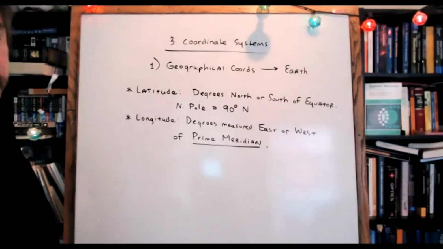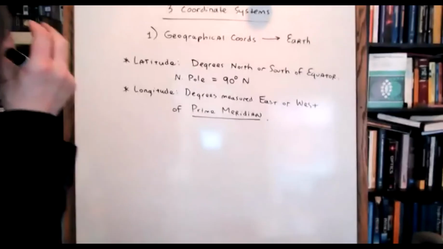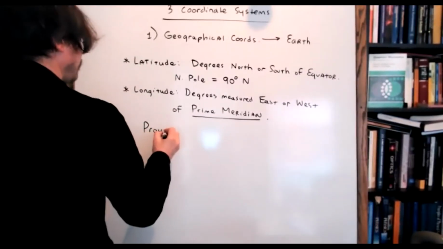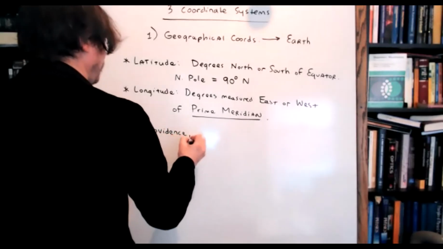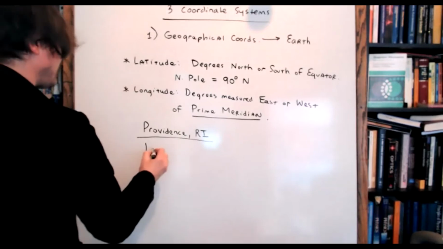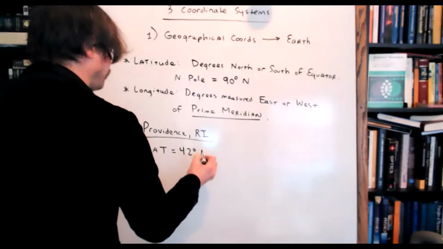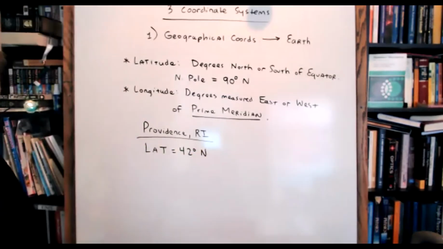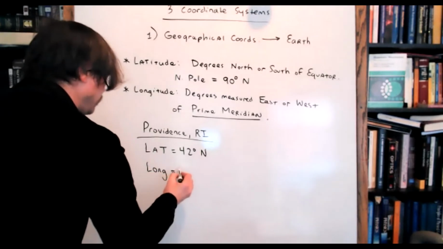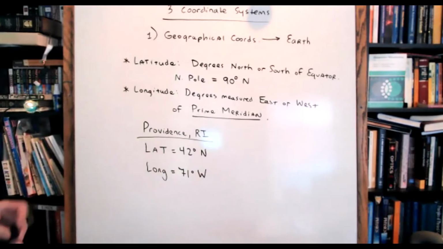Now, it's a good idea to know the coordinates of your location on Earth. So for Providence, Rhode Island, we're going to need this for our homeworks on Thursday. Providence, Rhode Island has a latitude of roughly 42 degrees north and a longitude of 71 degrees west.